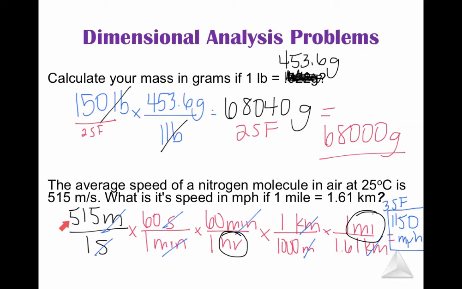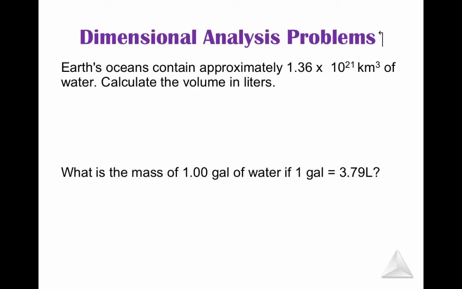In number 2, it's 515 meters per second. So the way that I started it is I put 515 meters for every 1 second on the bottom. So we have meters per second. What I did first is I started with seconds. I converted to minutes, then minutes to hours. So I had hours on the bottom, which is what I needed. Then I went from meters to kilometers, because I knew I needed kilometers in my conversion factor. Then kilometers to miles, and I had miles on the top. And then I looked at my given, and my given was 3 significant figures, so I had to round my answer to 3, which is 1,150.